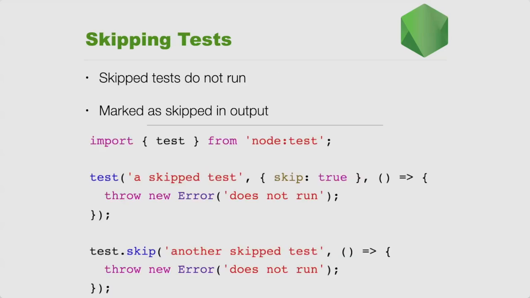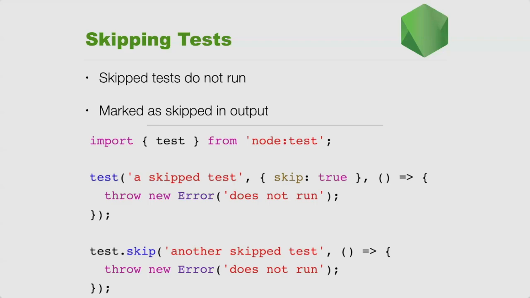So you can also skip tests. We have two ways of doing this. You can either pass an options argument with skip set to true as the second parameter to test, or you can do test.skip right up front. I personally prefer the first variation because it lets you do things like put logic there.